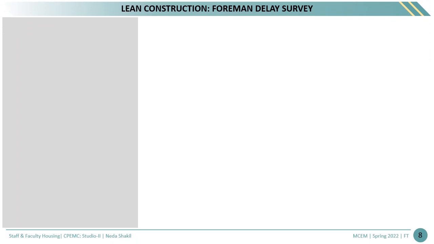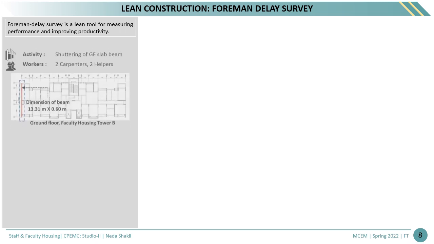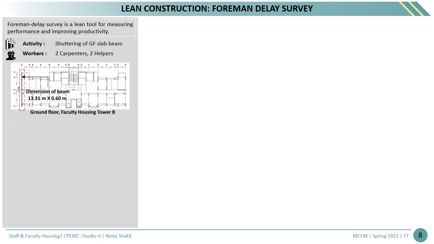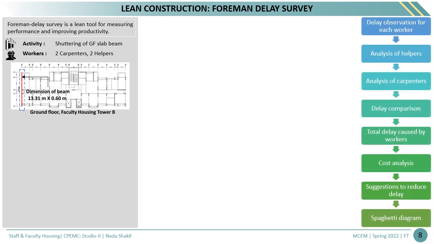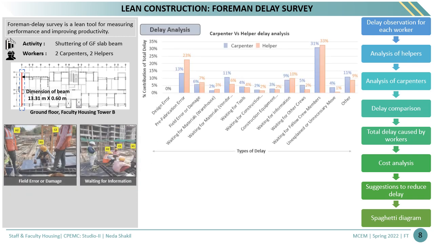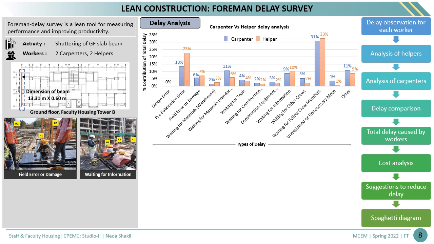Under lean construction, the Foreman Delay Survey is one of the lean tools for measuring performance and improving productivity. For this, we took the shuttering activity of the ground floor slab and beam and observed 2 carpenters and 2 helpers. The process for the Foreman Delay Survey is indicated in the flowchart on the right side. The delay observation is done under 13 categories.